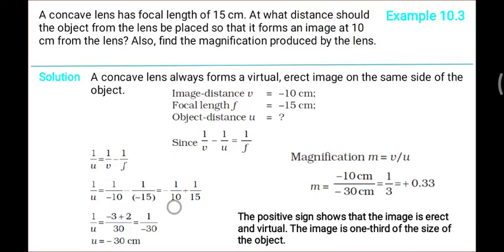The minus is going to be plus, so 1/10 and 1/15 are the only ones left, and the minus is still dominating. If you take the LCM, it is 15 twos are 30, so this is a 3 and 2, then it is minus 3 plus 2, which is 1, minus 30. So you see that 1/u is equal to minus 1/30. If you want to find u, you have to take the inverse, so u is equal to 30, but it is minus. What does that mean?